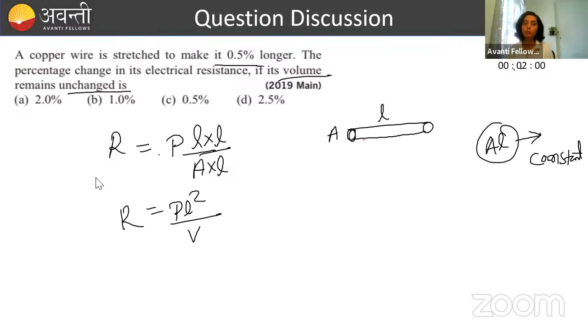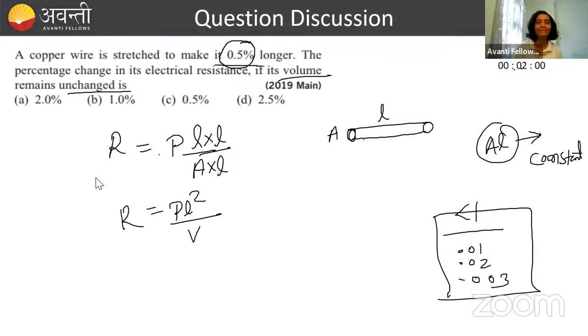So here we can use the logic of error. Why can we use it here? Because the percentage change in length is very small. Just as in error, we deal with error less than 1. So we deal with something like 0.01, 0.02 or 0.003. Here also the change in length is how much? 0.5%. So it is very little now, very small. That is 0.005. So we can use the error logic here. So what is the error logic?